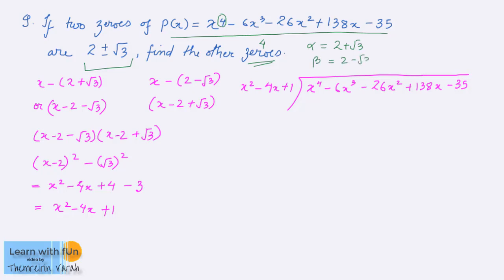So the concept we need is this: if a polynomial px has a zero a, then x minus a is a factor of px. So if the zero is p, then x minus p is a factor.